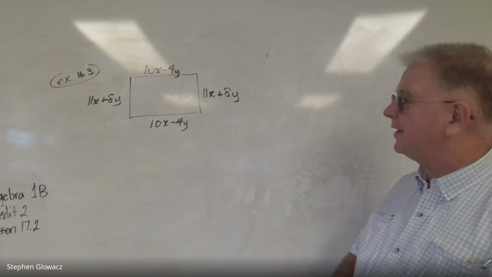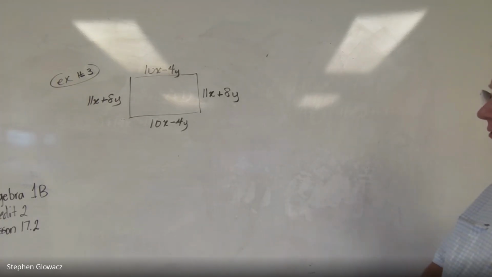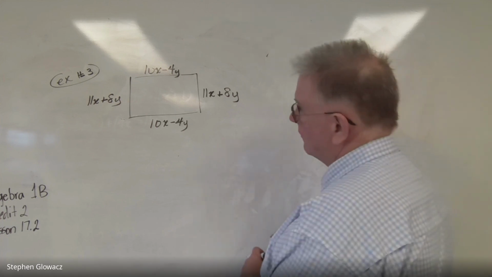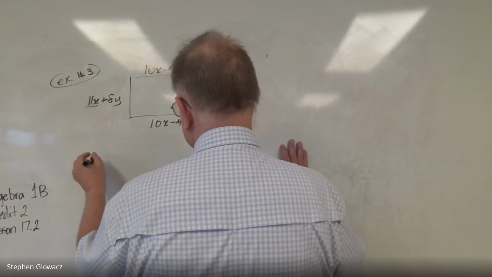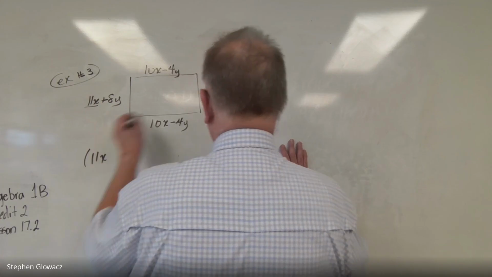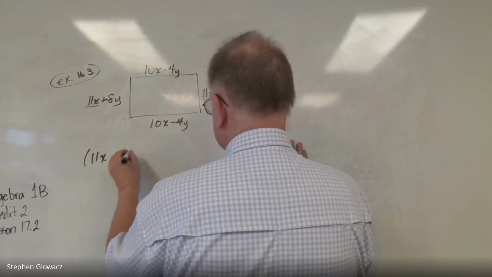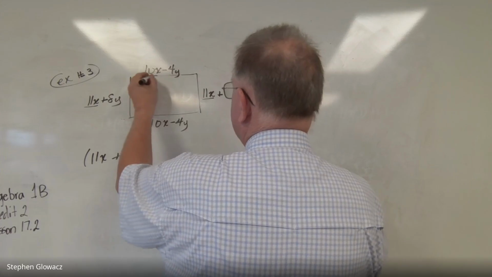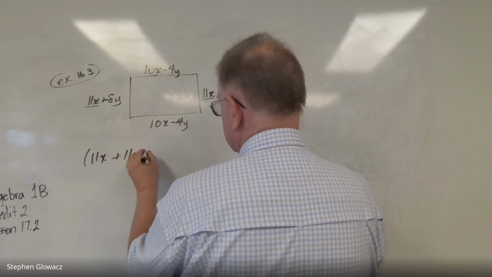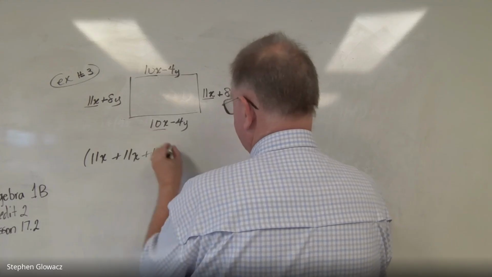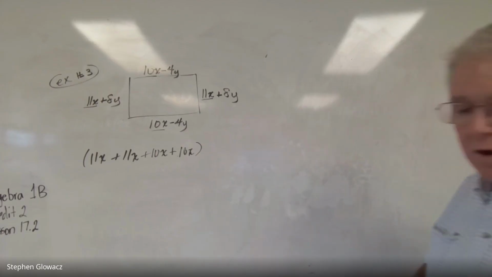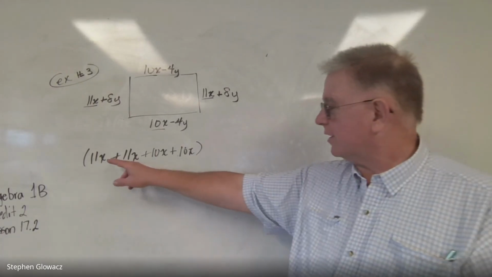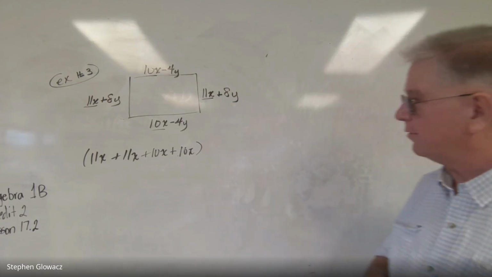So what we can do to make this easier is from the diagram, we can just combine all of our x's and then all of our y's. So we have 11x and then another 11x and then a 10x and then another 10x. And so notice how we're just adding all of our x's up. In other words, we're grouping all of the x's together and then we'll add them up.